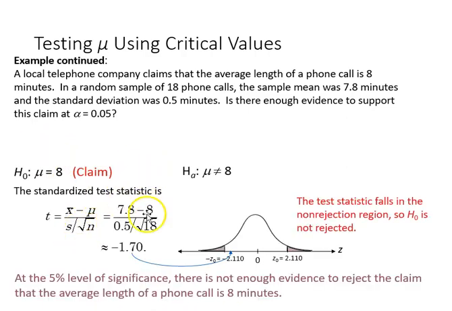So based on that information, we can calculate our test statistic by subtracting the population mean from the sample mean, dividing that by the sample standard deviation over the square root of the sample size. And we get from that negative 1.7, and that falls within the non-rejection region. We fail to reject the null hypothesis.